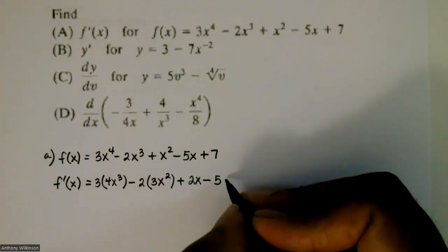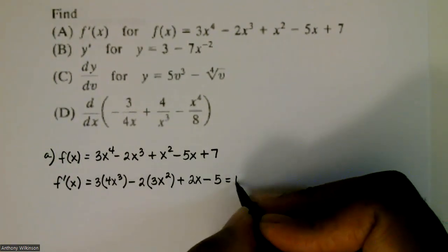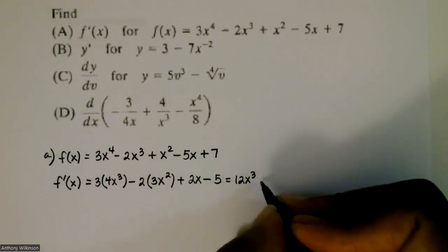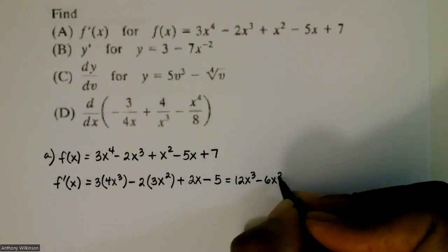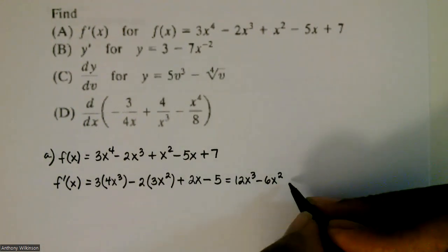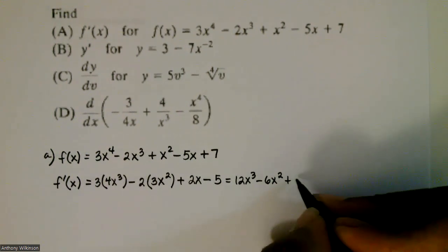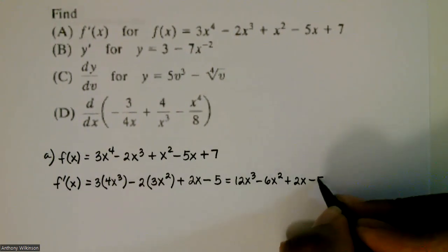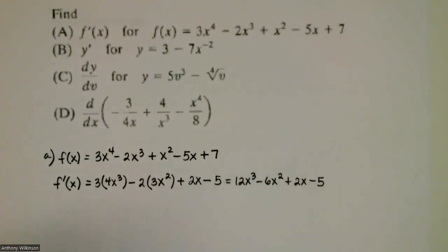And then the plus 7, the derivative of a constant, is 0. So if I clean this up a bit, this will be 12x cubed minus 6x squared plus 2x minus 5. That is what f prime of x will be.